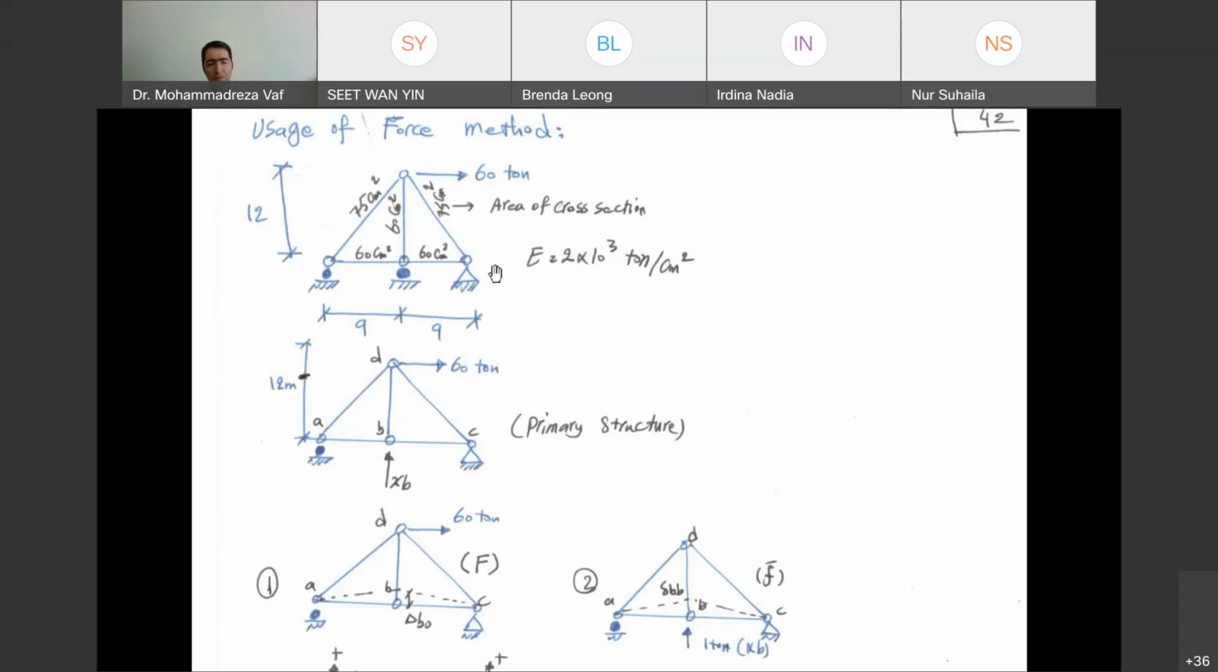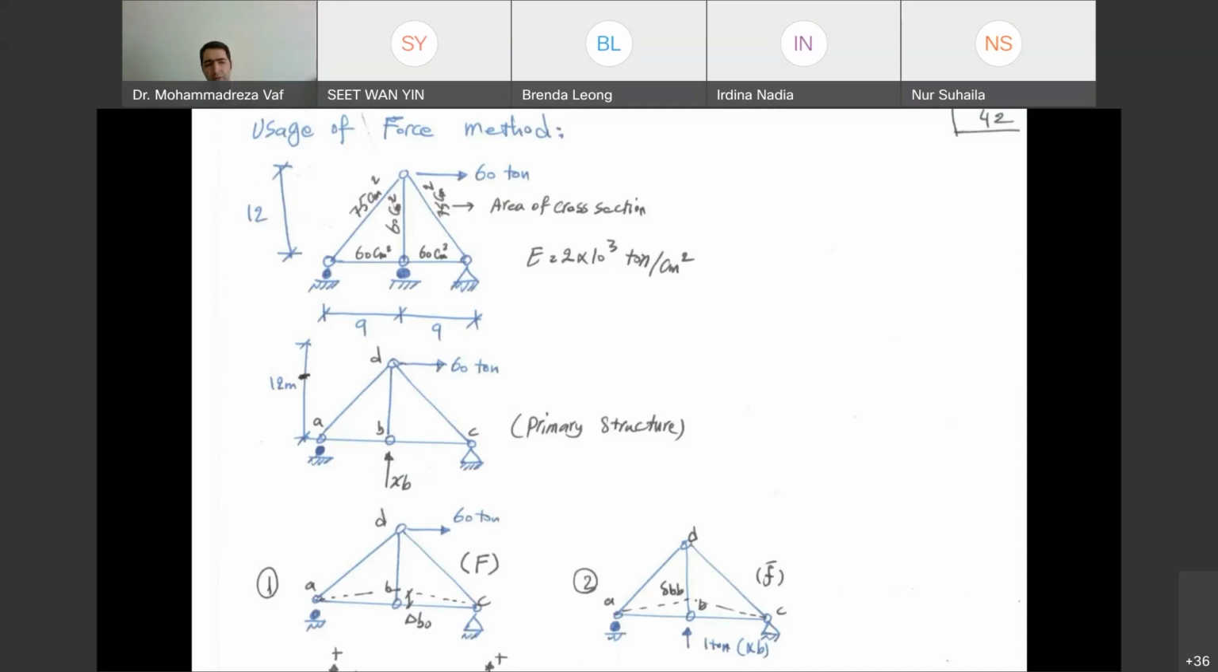Now that we know the truss is not determinate, we cannot use the normal techniques like the joint method, where you cut and analyze joint by joint. We need to use the force method to analyze this truss because it is indeterminate. Okay, how can we do that? Like beams and frames, we need to select the redundant support reaction.